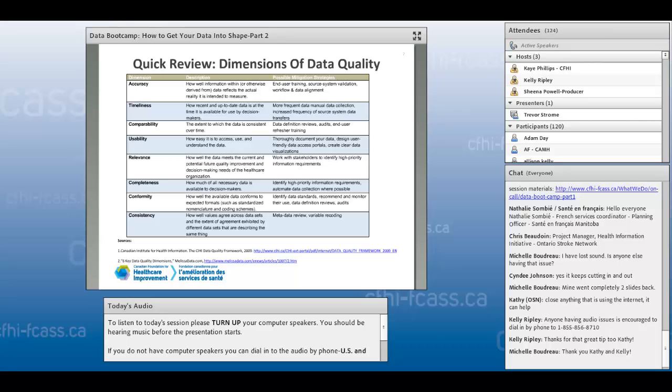Completeness is basically a measure of how much of all the data is available to decision makers. Conformity dimension discusses how well the available data conforms to the expected formats, such as standardized nomenclature, as well as consistency, which is how well the values agree across data sets. So just as a reminder, we spoke in quite a bit more depth on these data quality dimensions on the last webinar, and I believe that the webinar would be accessible to review those if you would be interested.